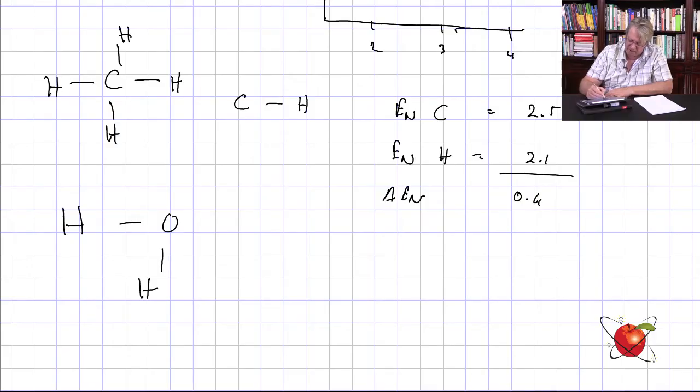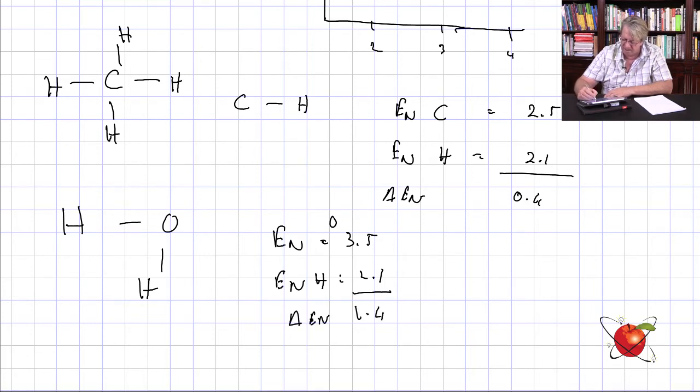Whereas with water, we've got H, O, H, and once again we look at this bond. The electronegativity of oxygen is 3.5, and the electronegativity of hydrogen is 2.1. The difference, the delta electronegativity, is 1.4. This is distinctly polar, and we've got the negative side there and the positive side there.